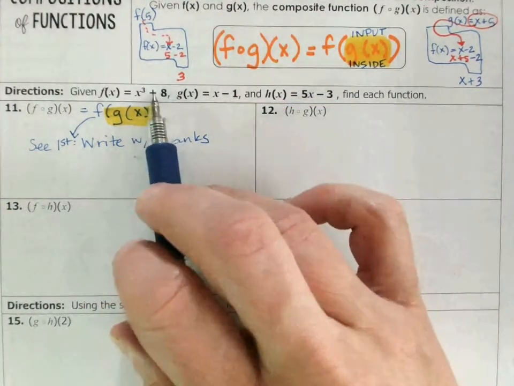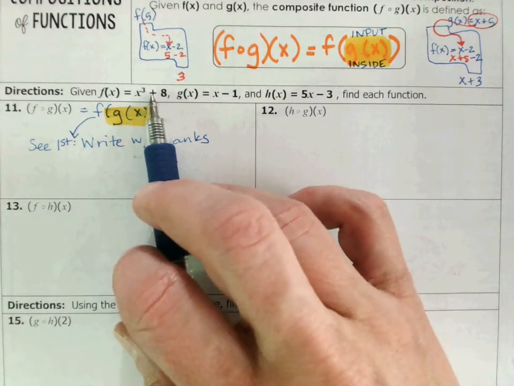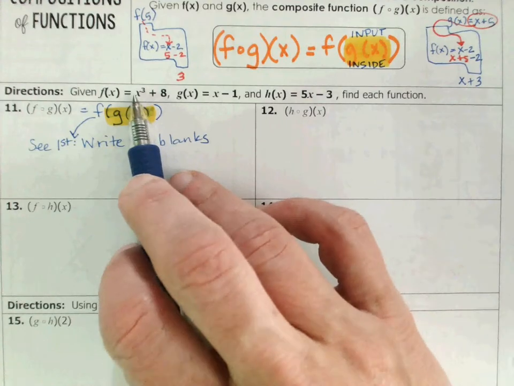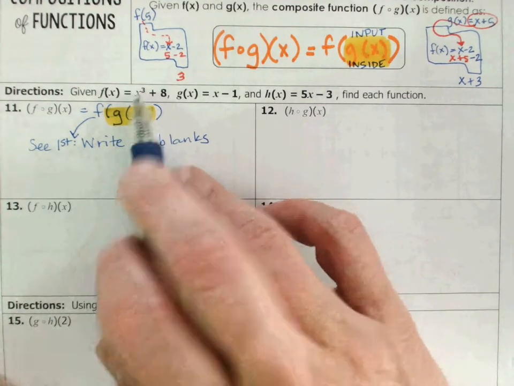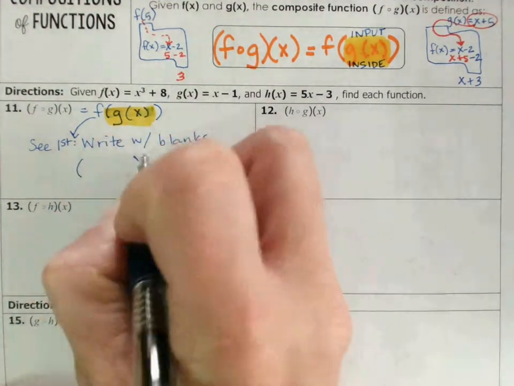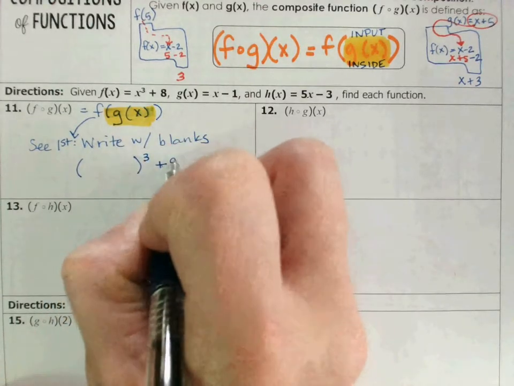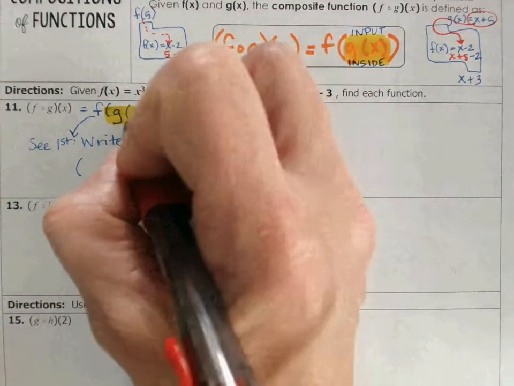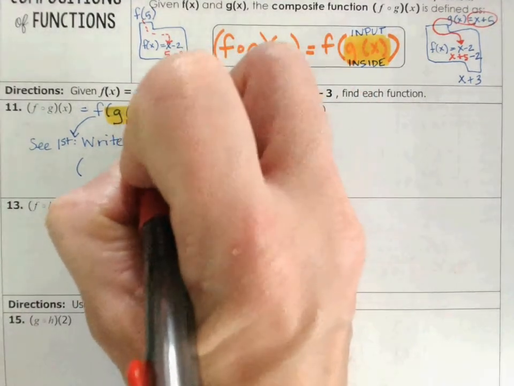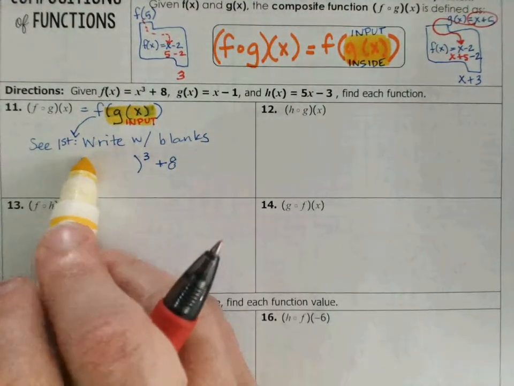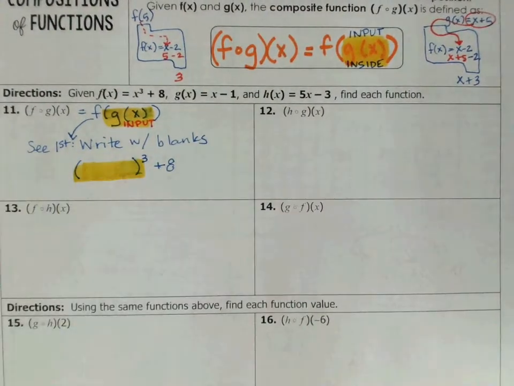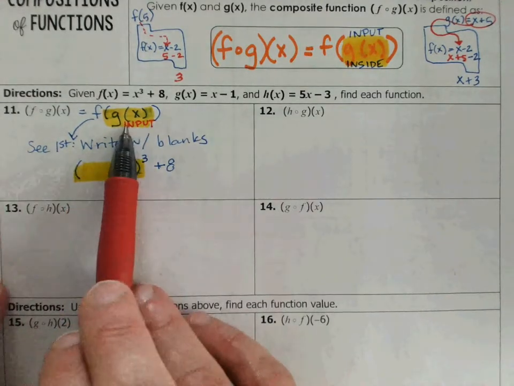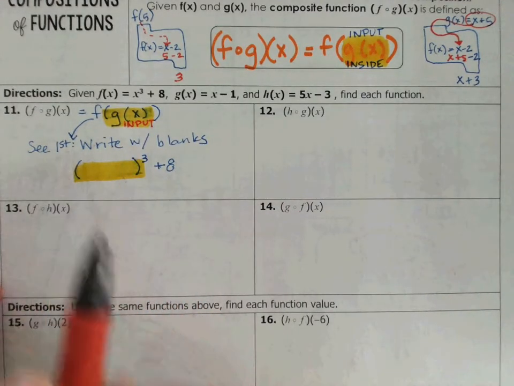So here's my f function. All right, the only place in the f function that I see a blankety blank would be right there at x cubed plus 8, right? So I'm going to write blankety blank cubed plus 8. And since this on the inside is my input, that's what I'm going to put. So what is my g function? X minus 1.